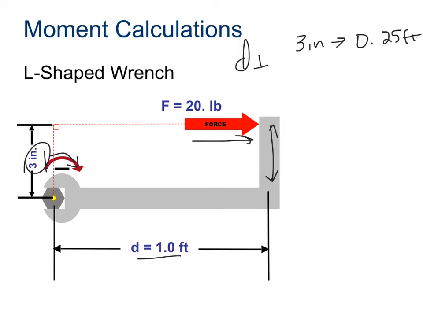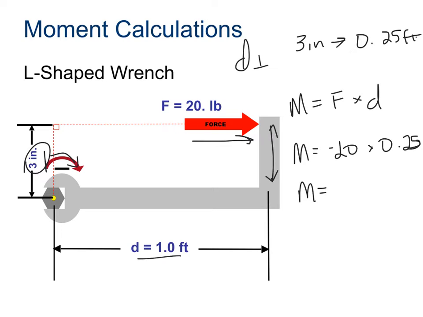So now I can solve. The moment equals the force times the distance. My force is negative 20. My distance is that 1/4, 0.25. So my moment equals negative 5 foot-pounds.